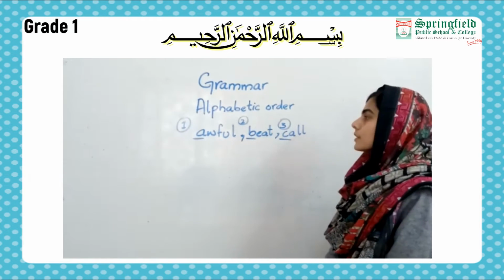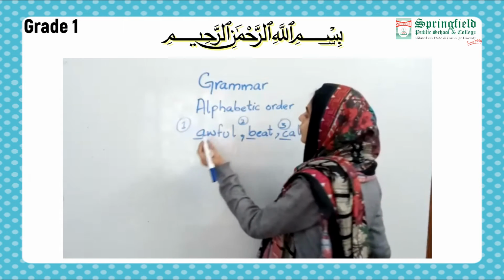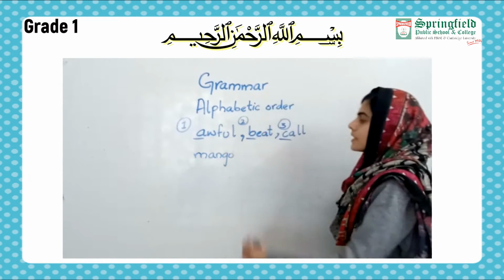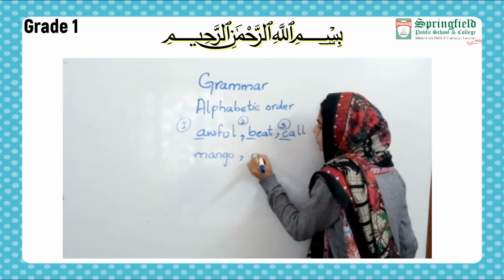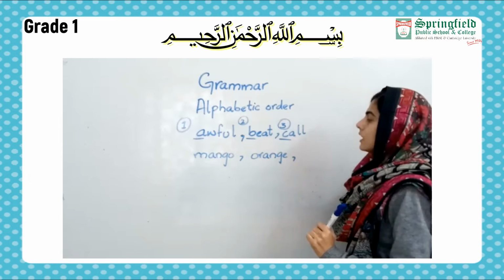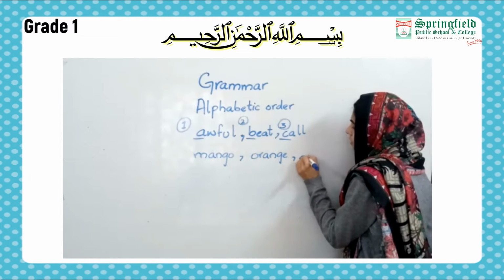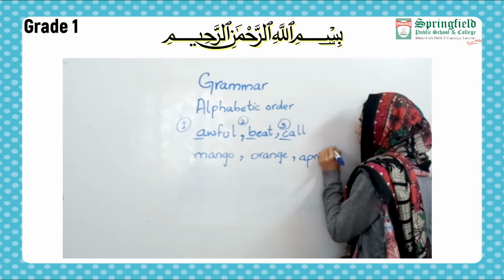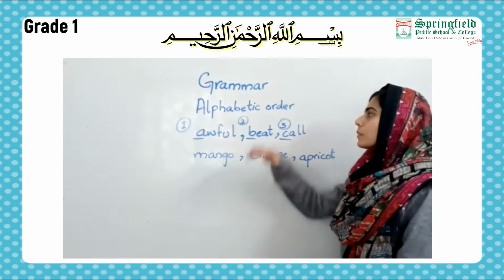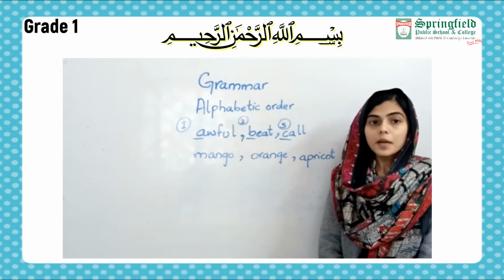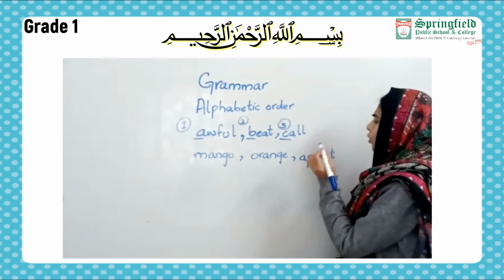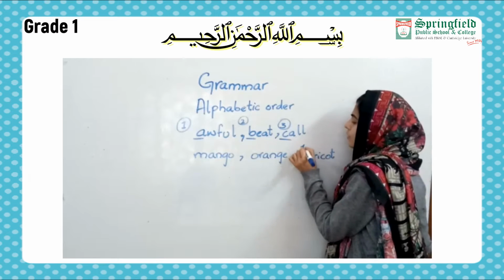Now let's come to a little bit tougher example. There is a word mango. Then there is a word orange. And then we have got, let's take another fruit, apricot. So, as I am saying about ABC, in order to make them in alphabetic order, we will start from A. Which word is starting with A? Apricot. As you can see. So this will be our first word.